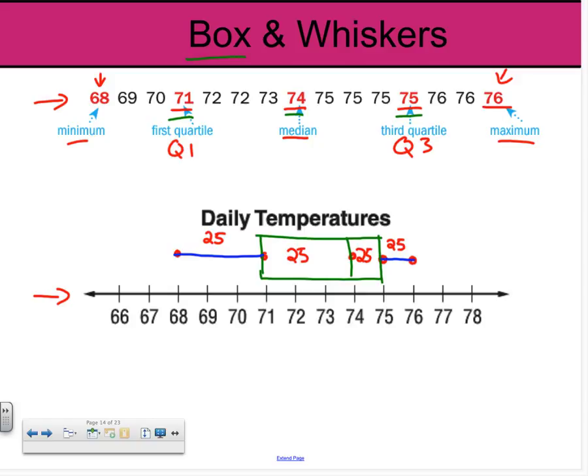Another thing to think about is if we have a short whisker, like right here, it means that our data is close together. If we have a long whisker like this one here, it means that our data or numbers are more spread out. But that is the basic method of taking a 5-number summary and creating a box and whiskers plot.